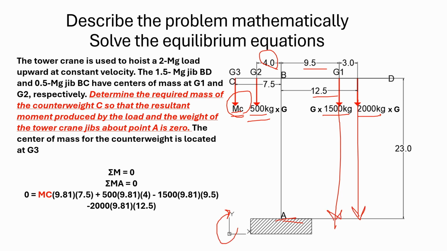We can note that these are all the forces that are on our diagram, and now we just have to solve for MC. Isolating MC, we find it is 4,966.67 kilograms, or 4.97 megagrams.